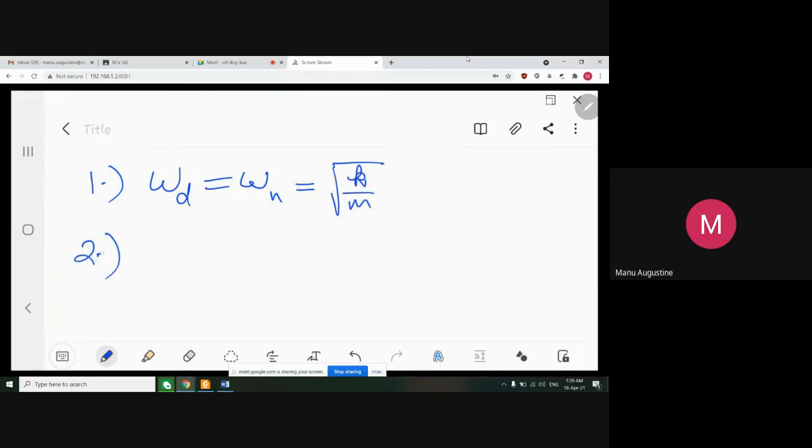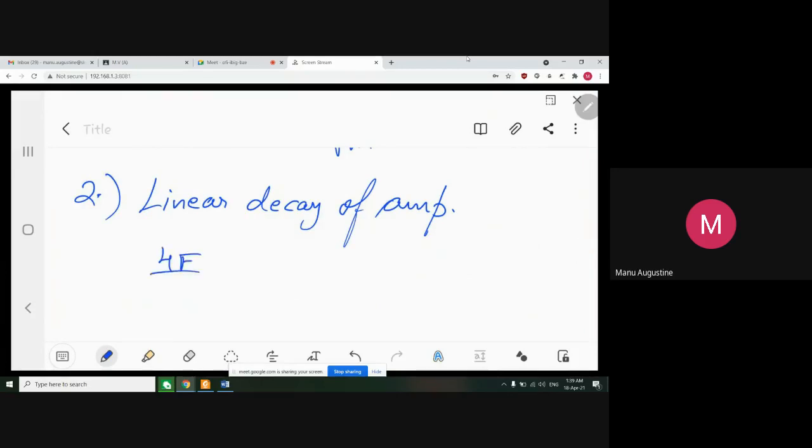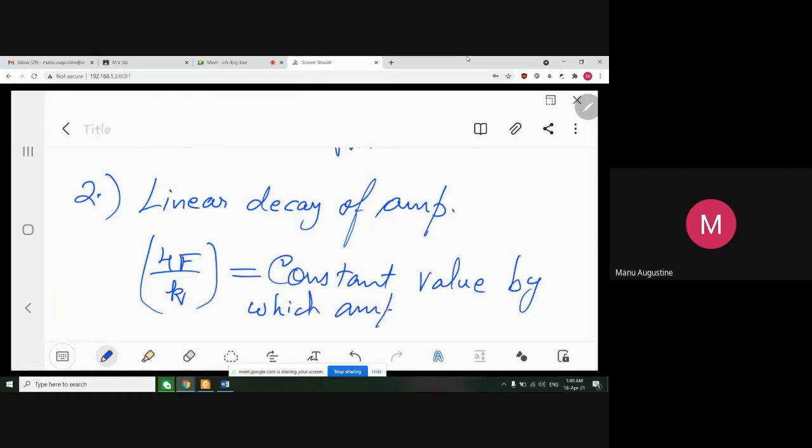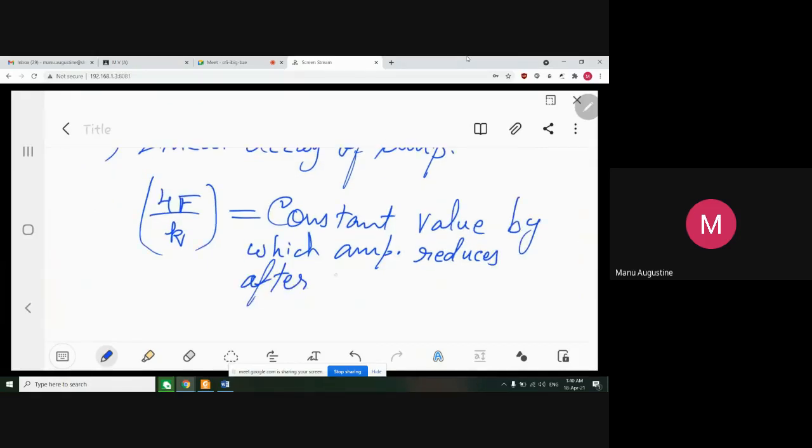The second point that we have to remember is that we have a linear decay of amplitudes for Coulomb damping, and 4f by k. F is the constant frictional force, k is the spring constant. 4f by k is the constant value by which amplitude reduces after every cycle. हर साइकिल के बाद 4f by k से एम्पलीट्यूड रिड्यूस हो जाता है. These are the टेक अवे पॉइंट.